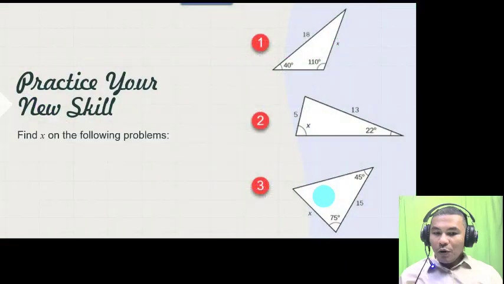So it's now your turn to practice your new skill. Find the x's on these following figures. I will give you 15 minutes to solve this problem, and after that I will show you the solution to these problems.